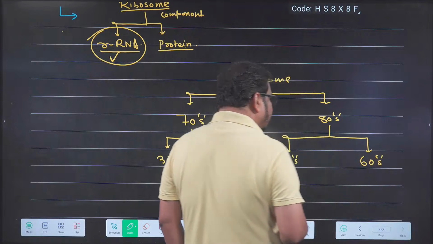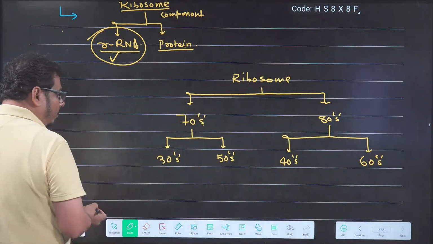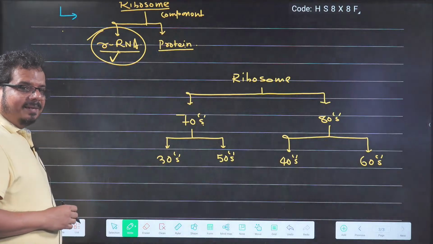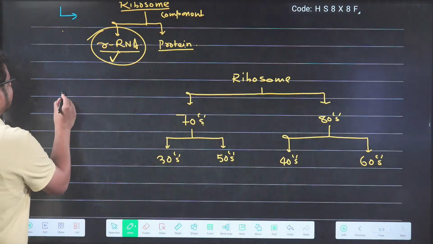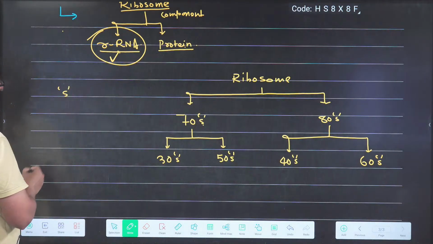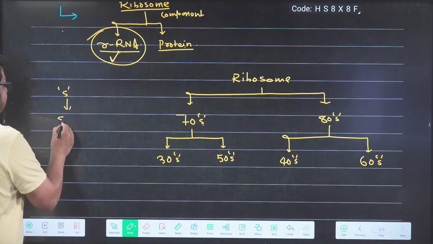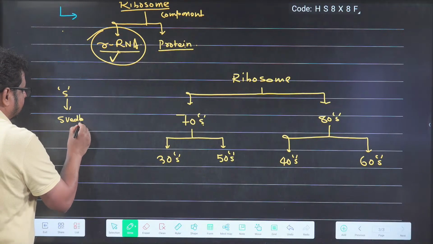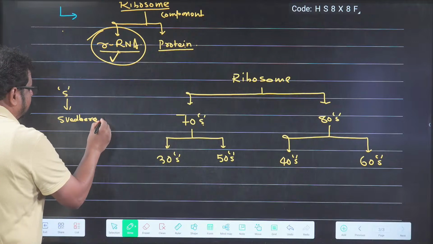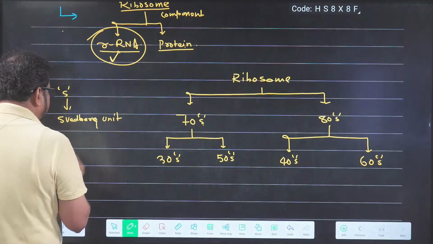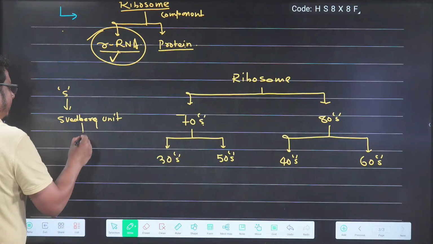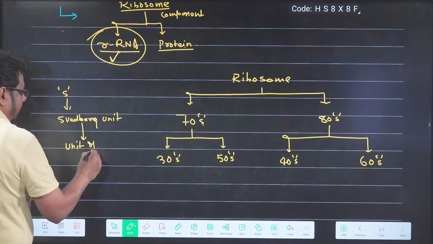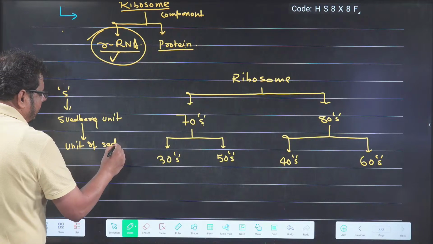So you can ask a question: sir, in math I know 50 plus 30 is 80, you are writing 70. It is not mathematics. Here S is what? Every time I am writing S. S means Svedberg unit. Svedberg unit is what? Unit of sedimentation coefficient.